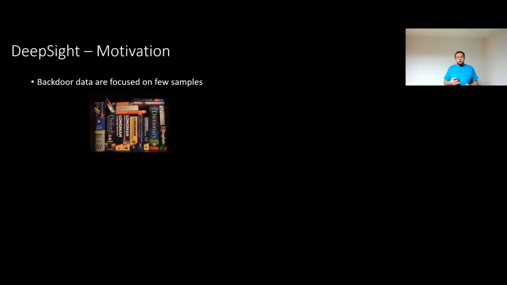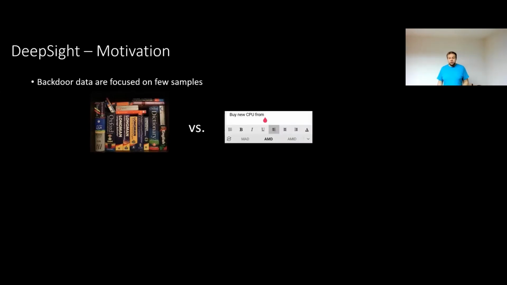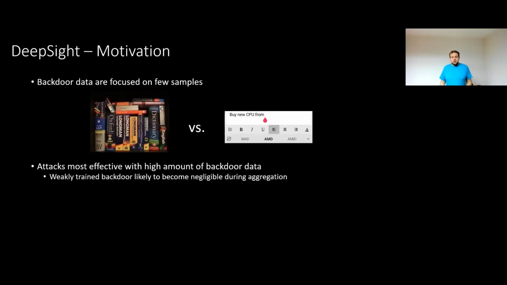But let's first start with some observations that we made for motivating. First, we observed that the backdoor data are usually focused on few different samples. So if we compare it with the benign data, for example, for a word suggestion system, the model needs to learn a whole language consisting of many words, lots of grammar rules, and so on, while the backdoor consists just of a few words in always the same order, such that here the backdoor is way less complex than the benign task.